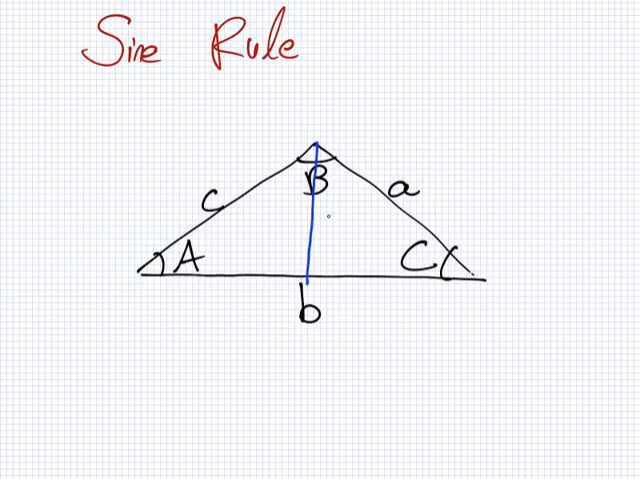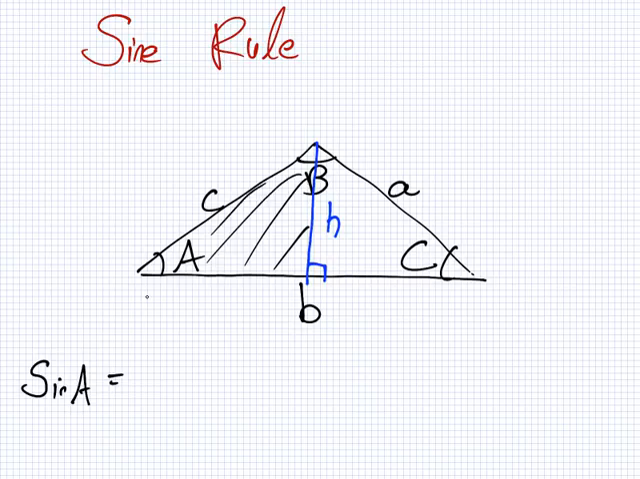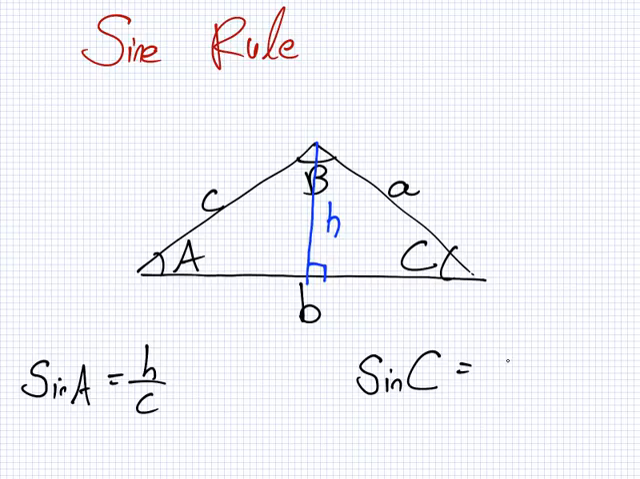Right. So the way we'll get the formula, the proof, is we'll draw a line straight down the middle. Well, not straight down the middle, but we'll draw a line and we'll make it perpendicular, and we'll call that the height h. This line here is the height. We know that sine A will equal what from this triangle? This one here. H over C. And likewise, we know that sine C will equal H over A for this one.